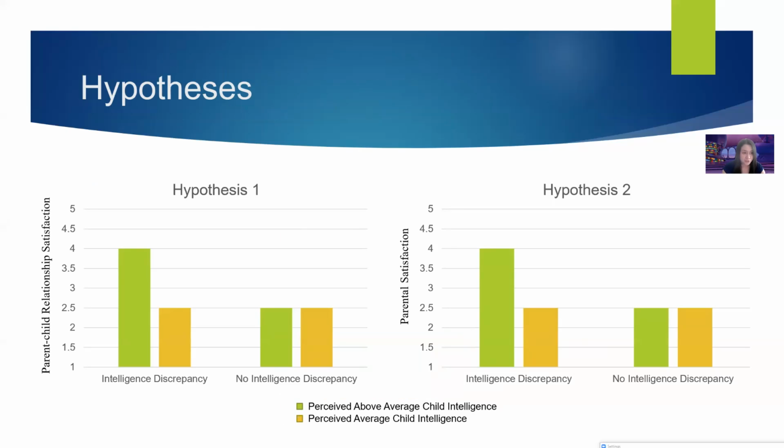So for the current study, I have two hypotheses. The first was that if a parent had a self-discrepancy for the study in the trait of intelligence, and they also perceived that their child possessed this trait, they would report higher parent-child relationship satisfaction and higher parental satisfaction than if they didn't perceive their child possessed their discrepant trait. I also hypothesized that if a parent did not have a discrepancy in the trait of intelligence, they would report no difference in their parent-child relationship satisfaction or parental satisfaction, regardless of whether they perceive that their child possessed this trait or not.